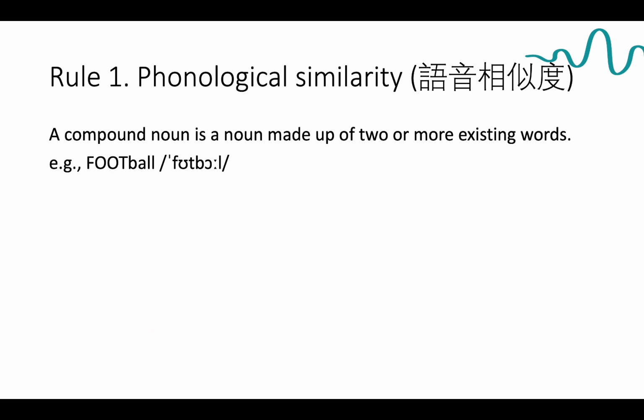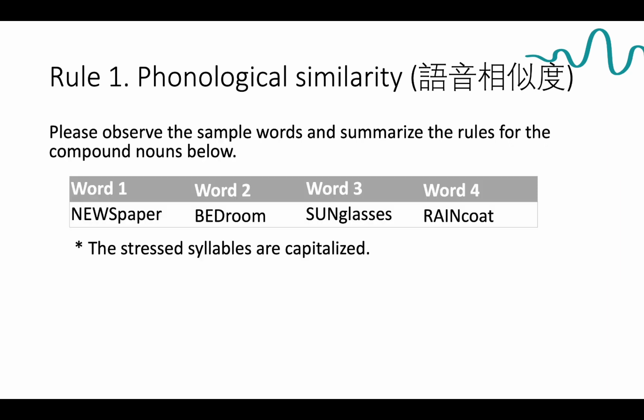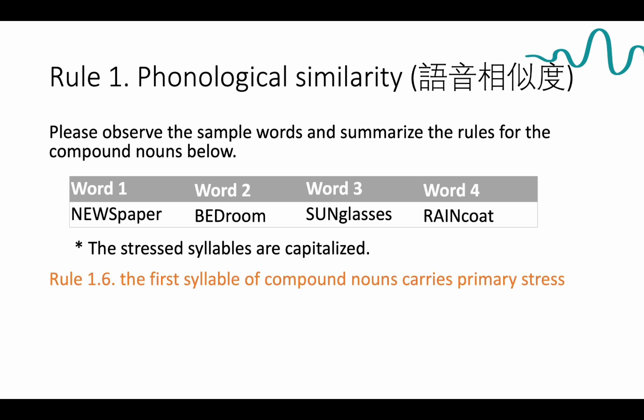After introducing the affixes, let's have a look at compound words. Compound words consist of 2 or more existing words, and a compound noun is a noun made up of existing words. For example, football. It consists of 2 nouns, the first one is foot, and the second one is ball, and the combination results in the compound noun football. Here is a list of compound nouns with the stressed syllable being capitalized. Usually, the first syllable of compound nouns carries primary stress.